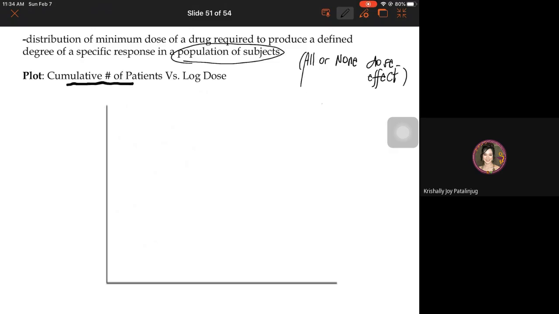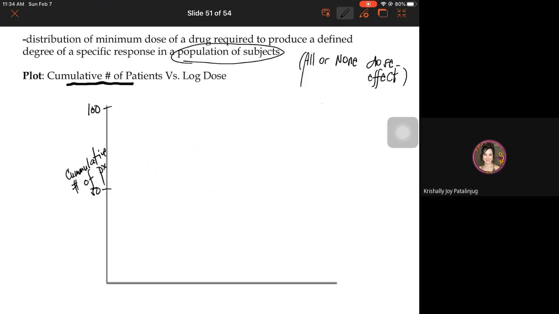Okay? Gaano karami yung individual showing an effect as a function of its dose. That is why in this quantal dose response curve, on its y-axis, it plots the cumulative number of patients, or we have here on the y-axis the rate of an outcome occurrence in a group of population.